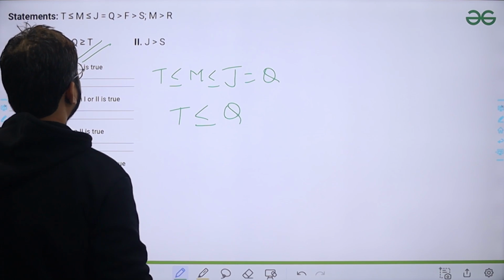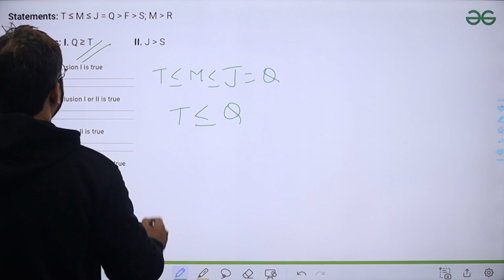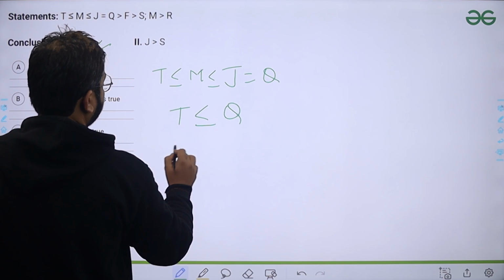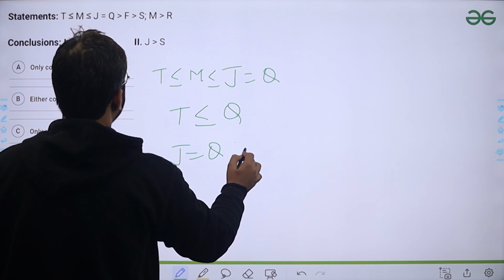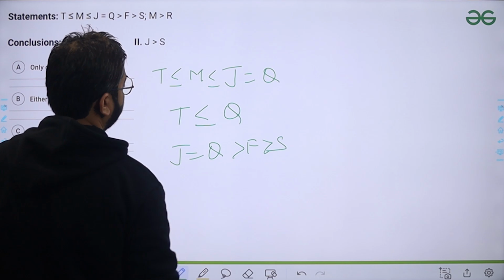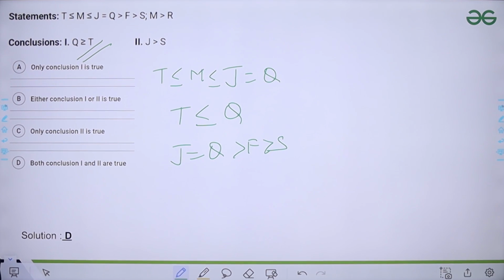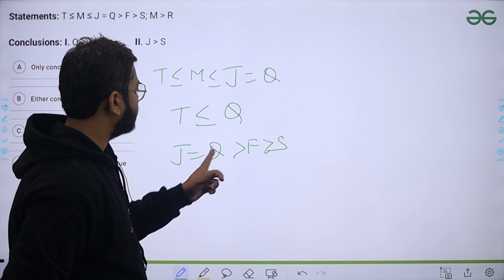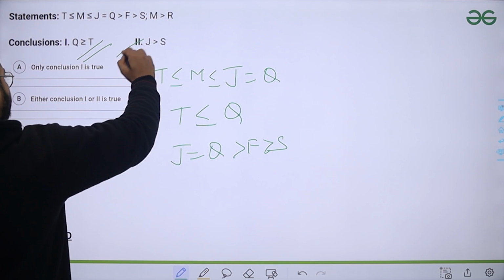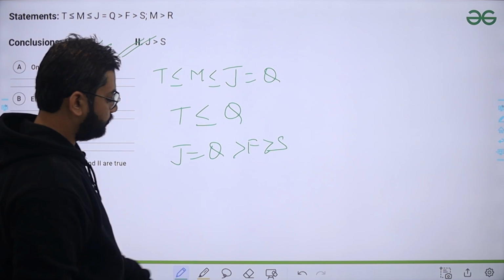J to S, okay. So J to S is J is equal to Q greater than F greater than S. You can see they all are from the same floor and from the priority order greater than will be top. So J greater than S. This one is also true.